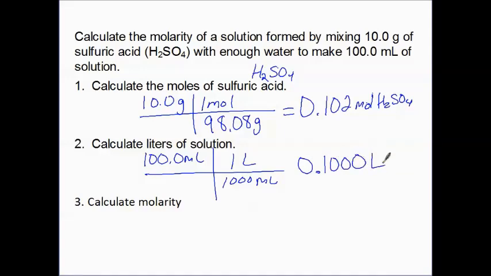So we're going to end up with 0.1000 liters. The tricky part here is you want to make sure you're keeping the same quantity of sig figs. We had 4 sig figs here, so we should have 4 sig figs in our final answer, 3 of which are zeros, which is fine. The 1 and then the 3 resulting zeros are all considered significant. So now we're able to calculate the molarity. We're going to have 0.102 moles over 0.1000 liters.